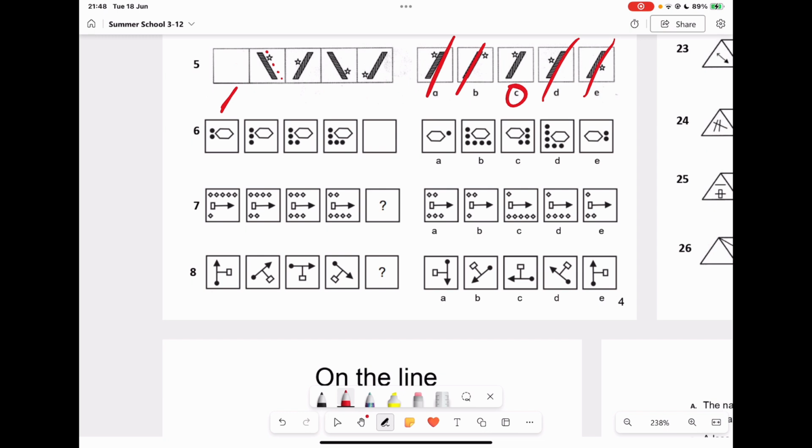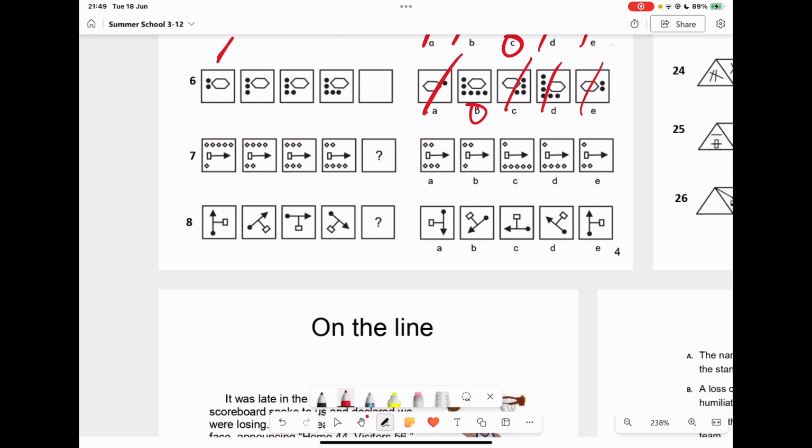Okay, question 6. So for question 6, we can see that the number of dots are increasing by 1 each time. So given that that is the case, we can see it goes 2, 3, 4, and then 5. So this time it will be 6. So it cannot be A, nor can it be C or E. And now we're looking at the position. So we can see that there are consistently 3 on the side. So B is the answer.